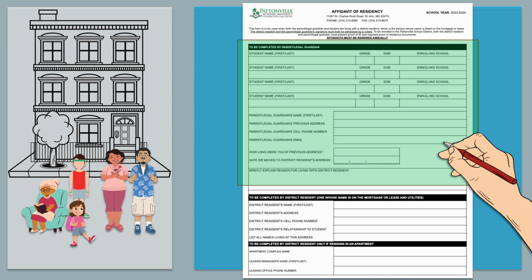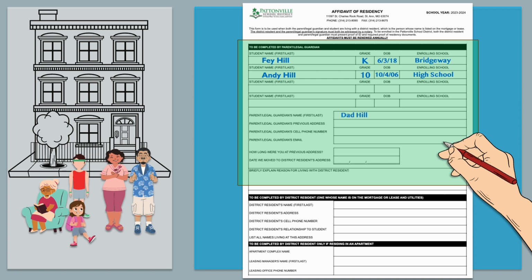The first section of the AOR will require the following parent or legal guardian and student information. List all of the students you are either enrolling for the first time or re-registering. Let's start with our first child, Faye Hill, and she will be enrolling in Pattonville for the first time into kindergarten. I'll write in her date of birth and which school she will be enrolling into. Next, we have our second child, Andy Hill. He is going into 10th grade this upcoming year. I'll write in his date of birth, and Pattonville has one high school, so we write in high school.